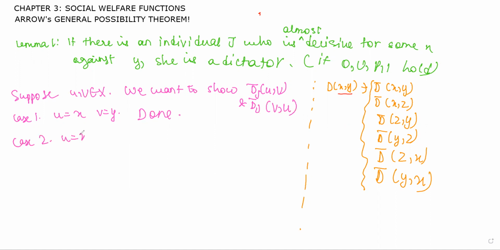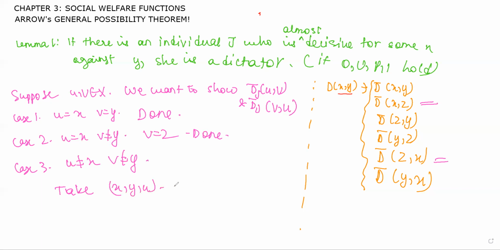Case 2, u is equal to x, v is unequal to y. In this case, set v equal to z in our earlier example that we have done. Right? Because we have shown full decisiveness for x against z and full decisiveness for z against x. Done. Case 3, u unequal to x, v unequal to y. Now, take x, y, and u. Right? From here, we can get this. Replace u with z. It's the same thing. Now, take x, u, and v. We get this, very simple. Again, replace u with y in our original example and do the whole problem again. We are done. So for any u and v, the individual is fully decisive for u against v and v against u. We are done with the lemma, right?